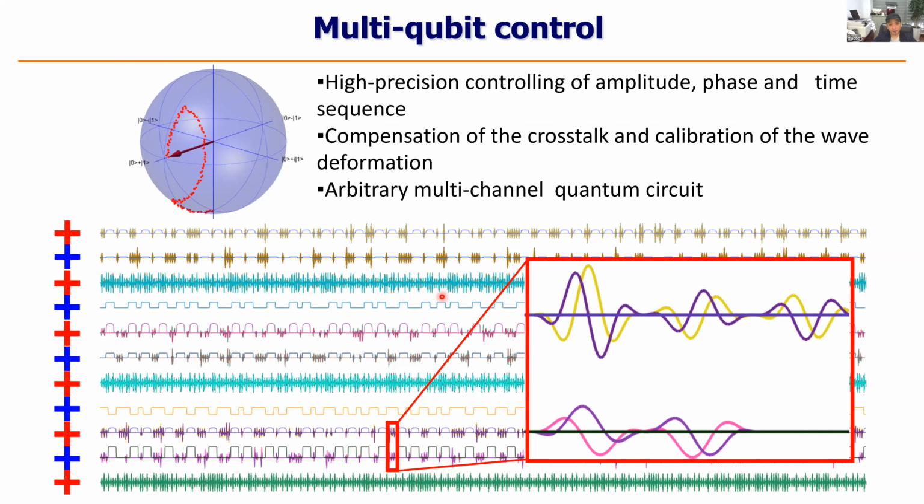Our target typically is 99.9%. That means 0.999, and the error should be less than 0.001. Because we are using a microwave pulse to control the system, it is extremely challenging to control each qubit with such precision. We need to control each pulse: the amplitude, the phase, and the time and frequency.